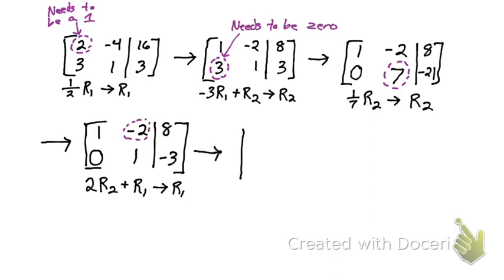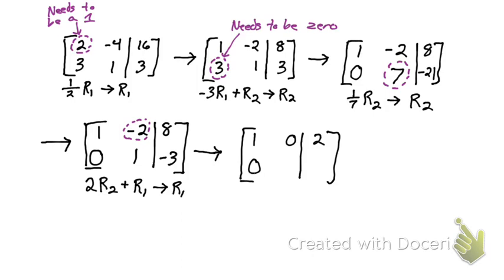Move on to our next matrix. 2 times 0 is 0. 0 plus 1 is still 1. If that ever changes, you made a mistake. Your 1s and 0s should always remain. If you made something a 1 and you made something a 0, it should never change, otherwise you made a mistake. Now we'll have 2 times 1 is 2. 2 minus 2 is 0. That's what we needed to happen. 2 times negative 3 is negative 6. Negative 6 plus 8 is 2.